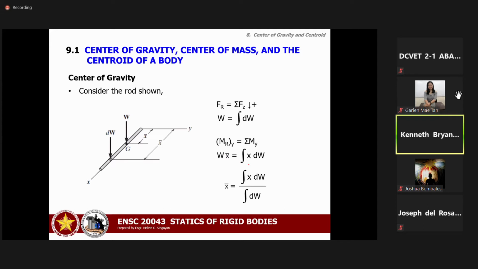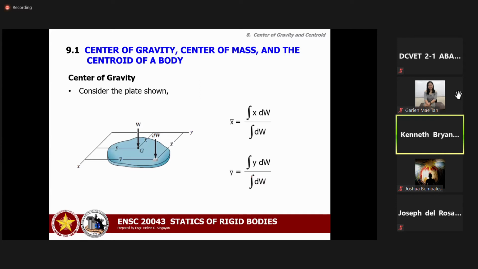Okay, so since we are looking for the location of the center of gravity, bar X, by W, then from this equation we have W is equal to the integral of dW. So that's why we have bar X equal to the integral of X curl dW divided by the integral of dW.